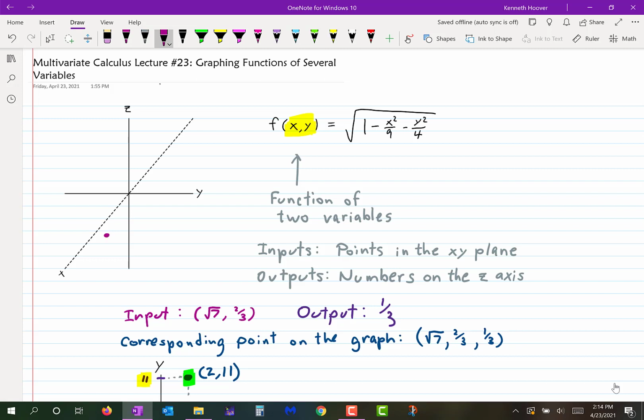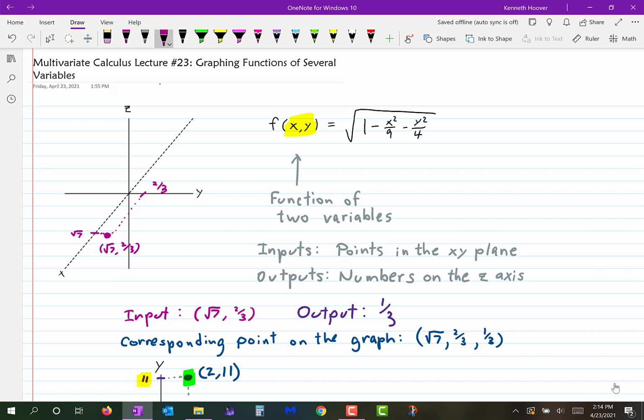So where is that? That's right about here. That's an input right there. It's √7, 2/3. Okay. They meet right there. So again, I want to point out, some people would say, I'm inputting two numbers, the numbers √7 and 2/3. Some people would say, I'm inputting one point, the point √7, 2/3. Both of those are acceptable ways of saying it.